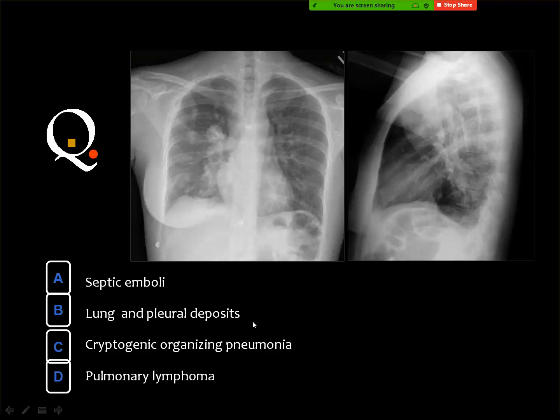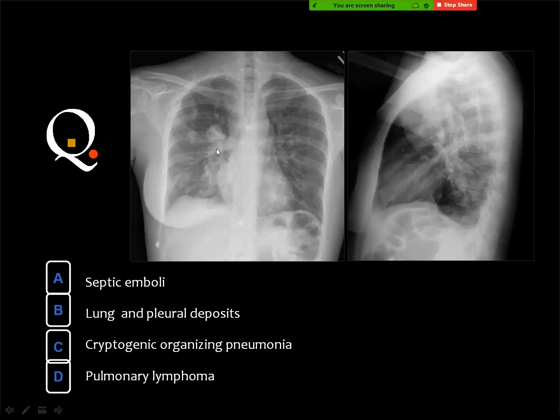The pleural deposits, lung and the pleural deposits? Yes. Okay. Yes. Based on what? Left mastectomy. Yes, very good. There is absence of the left breast shadow, and this is an indication of mastectomy, which is commonly performed for breast carcinoma.